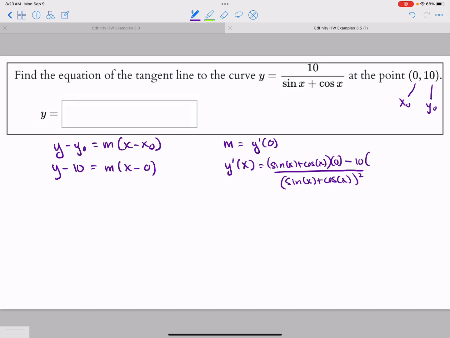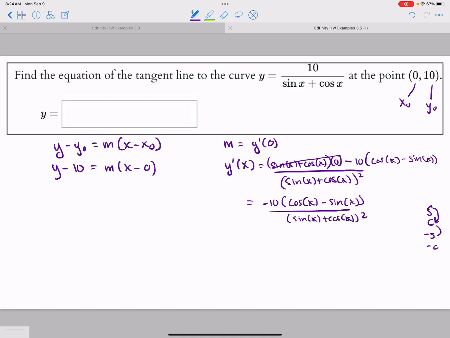So I always like to have on my paper somewhere sine, cosine, negative sine, negative cosine. Going down is derivative, so the derivative of sine is cosine, and the derivative of cosine is negative sine. Simplifying, this term goes to 0, and I have negative 10 times cosine x minus sine x. So here's my derivative. I want to evaluate that at 0.